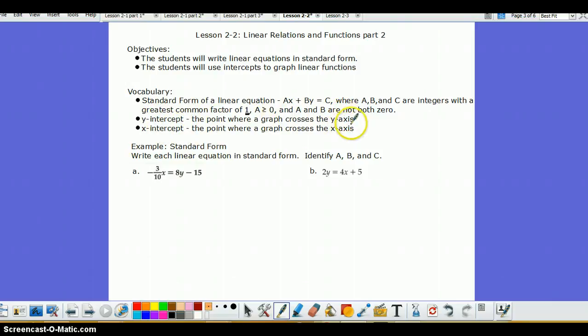X-intercept is where it crosses the x-axis. Remember that for this, x is 0, and on this one, y is 0.